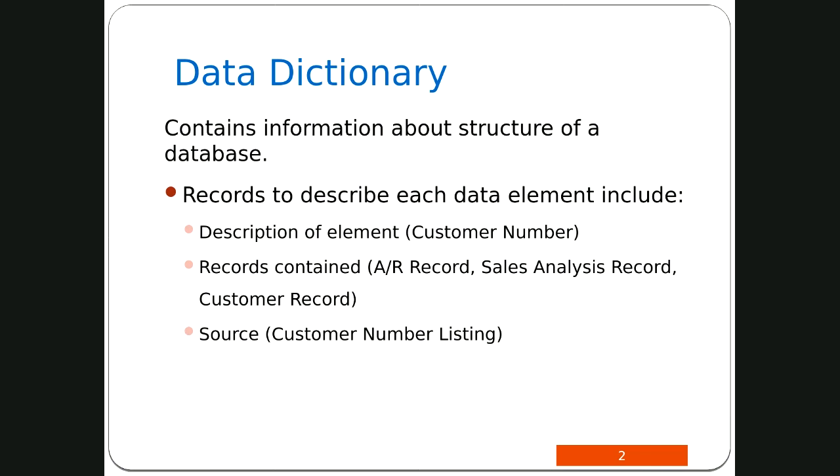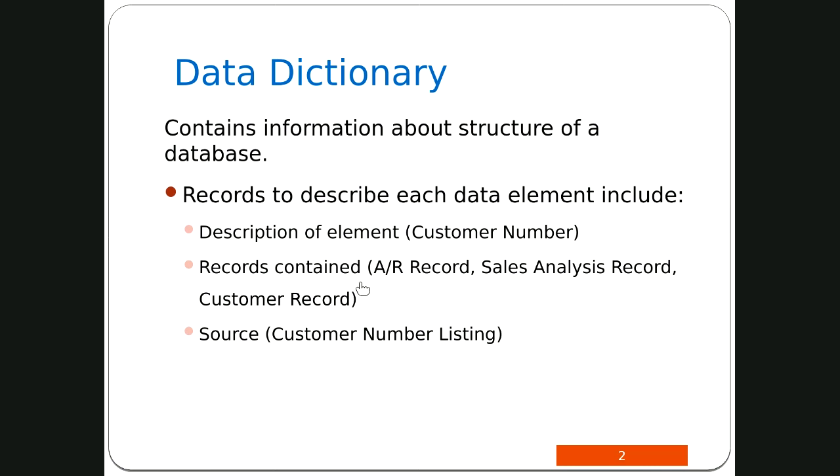The data dictionary similarly has information about the elements in the database. Let's look at one example to understand the concept of data dictionary. You have an element which is called the customer number. We want to know how this data element is used in the database, and the data dictionary gives us a full picture of how the customer number is used. The first thing that you will find in the data dictionary about customer number is the description of the element. What is the element? It is the customer number.